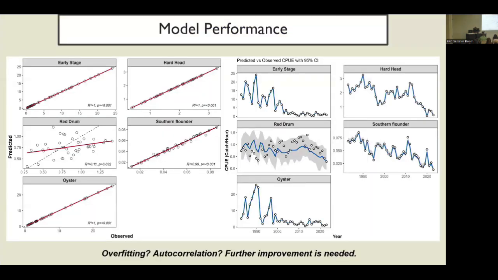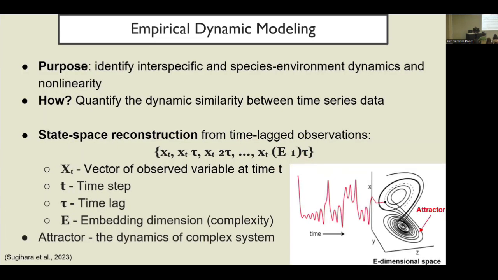That said, this model currently shows signs of overfitting and possible autocorrelation, so we plan to refine the model and improve the prediction. Traditional models also often assume linear relationships and fixed equations, but right here we use empirical dynamic modeling to identify the nonlinear relationships that drive the population decline.